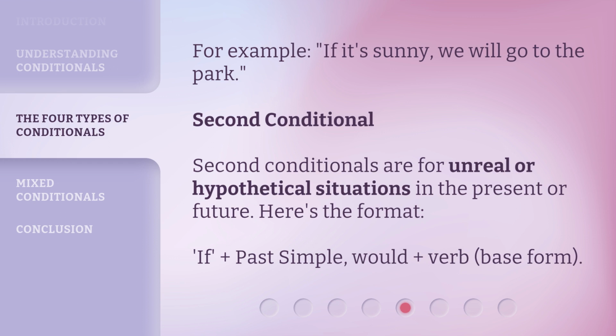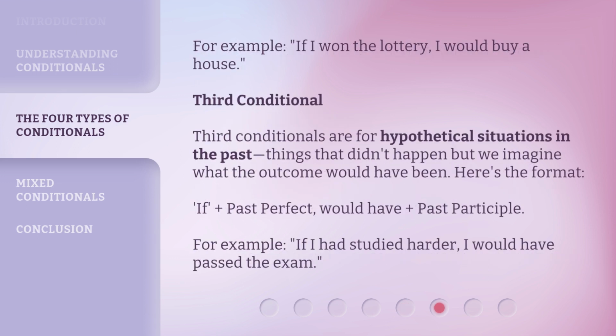Second conditional. Second conditionals are for unreal or hypothetical situations in the present or future. Here's the format: if plus past simple, would plus verb, base form. For example, if I won the lottery, I would buy a house.